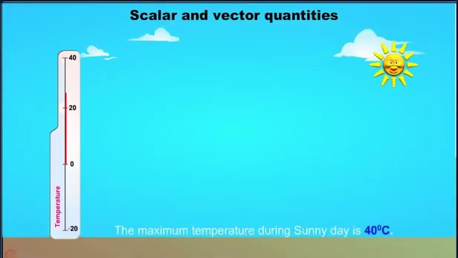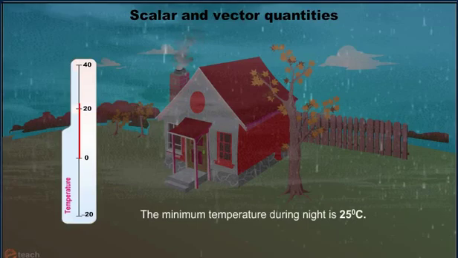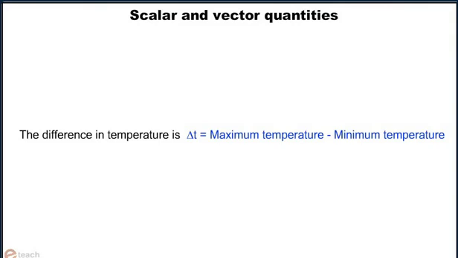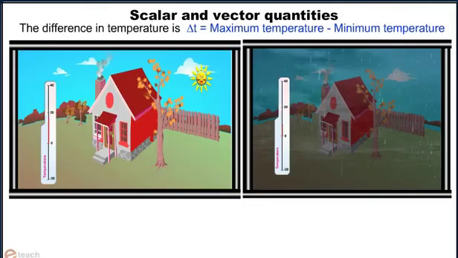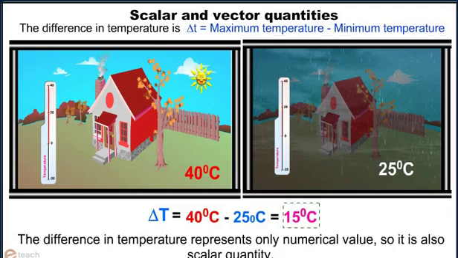The maximum temperature during a sunny day is 40 degrees Celsius. The minimum temperature during the night is 25 degrees Celsius. The difference in temperature, delta T, equals maximum temperature minus minimum temperature. That is, delta T equals 40 degrees Celsius minus 25 degrees Celsius, which equals 15 degrees Celsius. The difference in temperature represents only a numerical value, so it is called a scalar quantity.